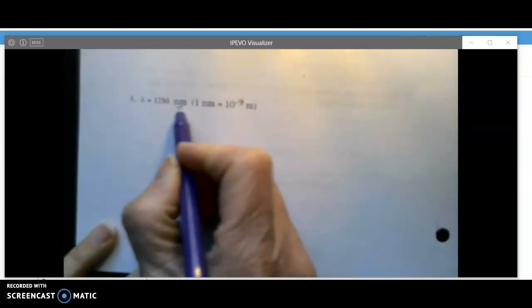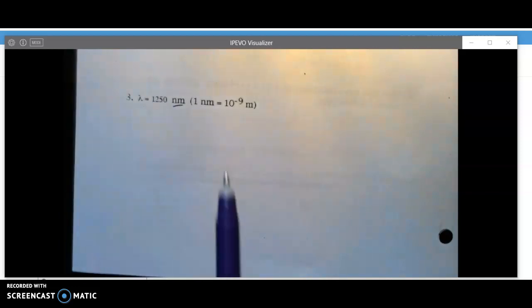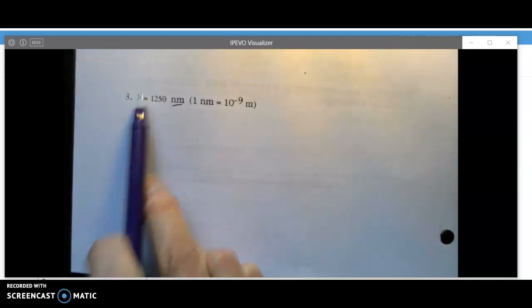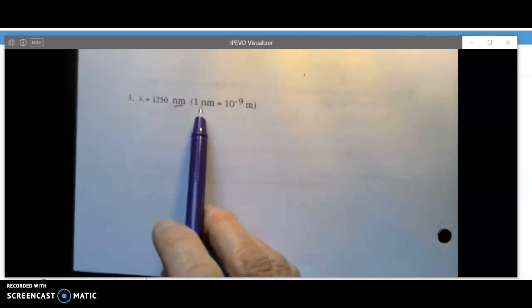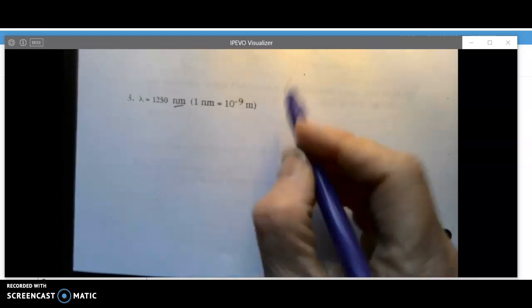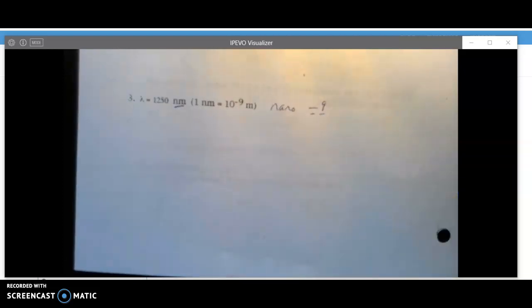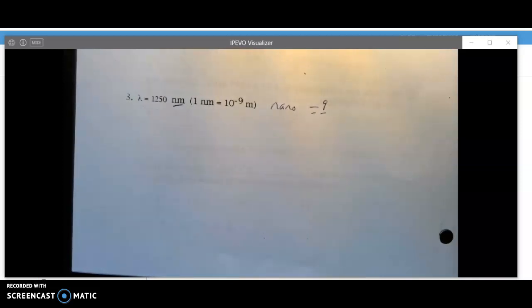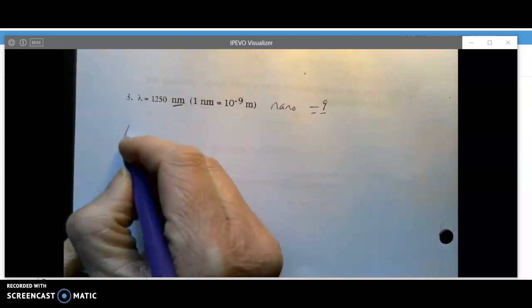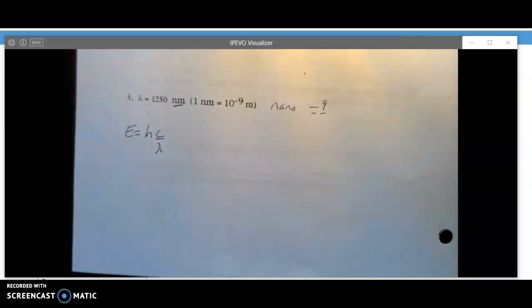Oftentimes you're going to see wavelengths in nanometers, and you can see the advantage of that because it takes out the scientific notation. I just get whole numbers to work with. An easy way to remember nanometers is it's -9: nano has 2 n's, -9, both of those start with n, so that's how I remember this idea of nanometers. I'm going to use that same equation that I used up top. So E equals hc over lambda.